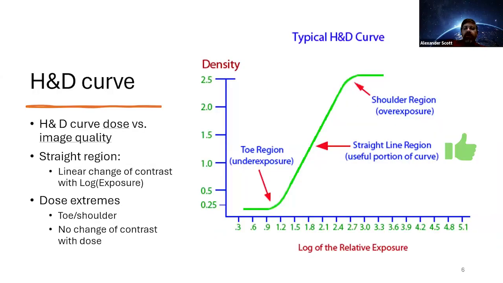And this has to do with the H&D curve, that there's a portion of the film response to radiation dose that's linear. So if you increase the dose by 10%, the density goes up by 10%. But then there are extremes where you get very little response to more or less radiation. We call that the toe and the shoulder. And that means that you're not getting any proportional change in contrast with more or less dose. So that would be the area that you don't want to lie.